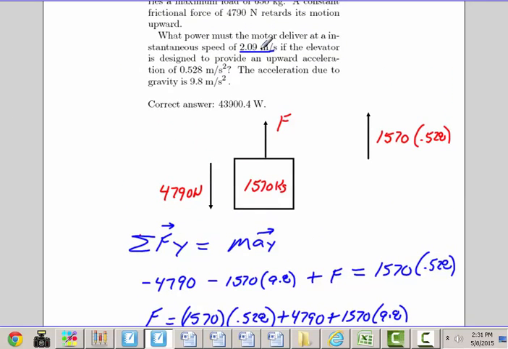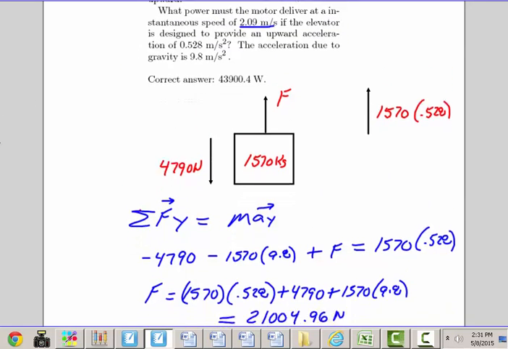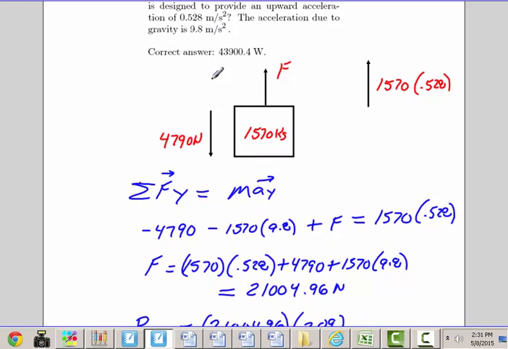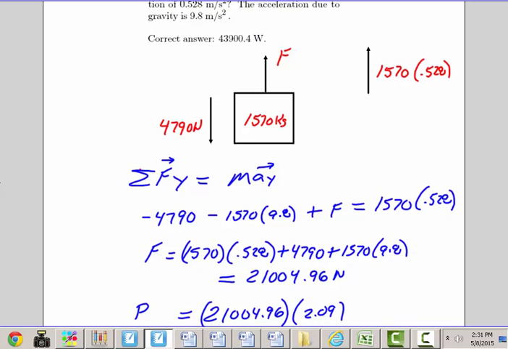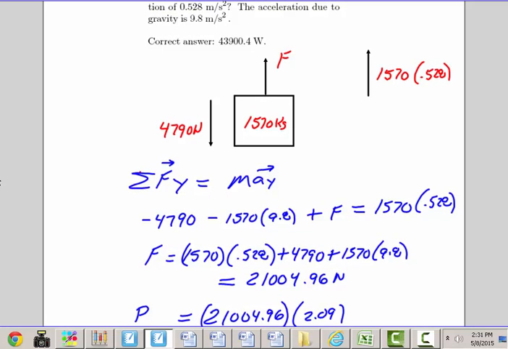Instantaneous speed at 2.09. Does that give you 43,900? Yep. Oh, that one was much easier. Why did we have to do velocity and all this stuff from one to two? Oh, no wonder. Okay, I was right.